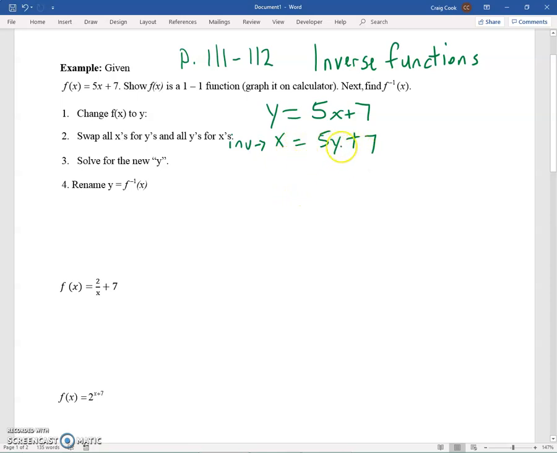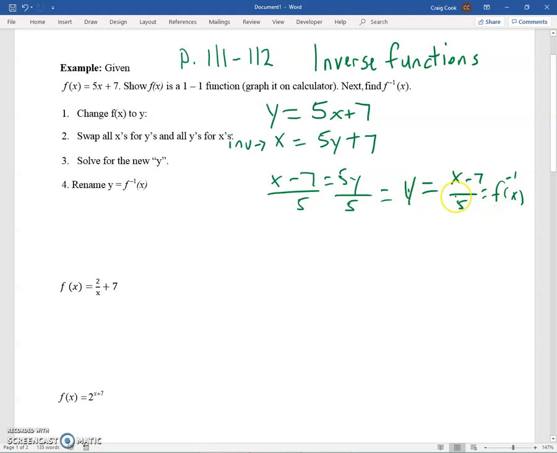Well, I want to get y by itself, so I have to subtract 7. So I have x minus 7 equals 5y. Well, then I divide by 5, which tells me that y equals x minus 7 over 5, which is equal to f inverse of x.